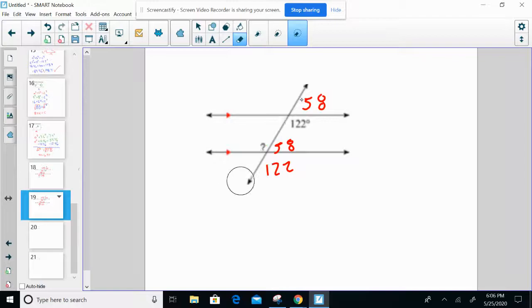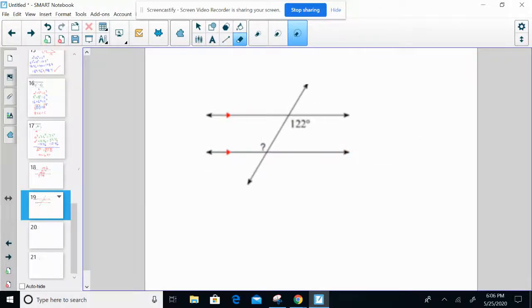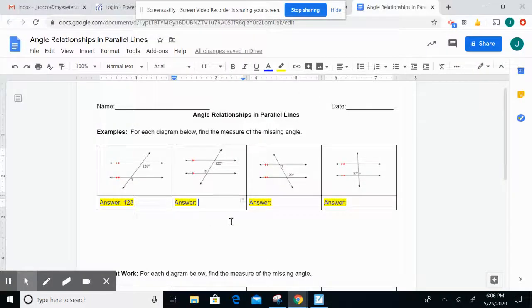Or from the very beginning, check this out. We know these lines are parallel, so they hold these special rules to where all of the big ones are 122 and all of the small ones would be 58. This is a big one. You can just find one of the big ones and one of the small ones, and you know this is an obtuse angle, greater than 90 degrees, so you know this has to be 122. You don't have to find it every time, unless you're having trouble, then I want you to do that.